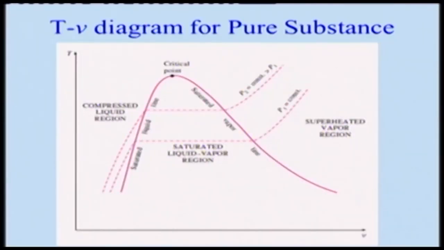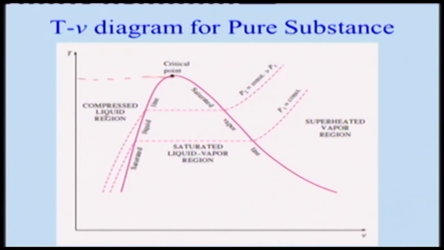So, just to have a feel for this, let me summarize. This is your saturated liquid line and this is your saturated vapor line. This is your constant pressure line, P is constant, and this is another constant pressure line, where P2 is greater than P1.